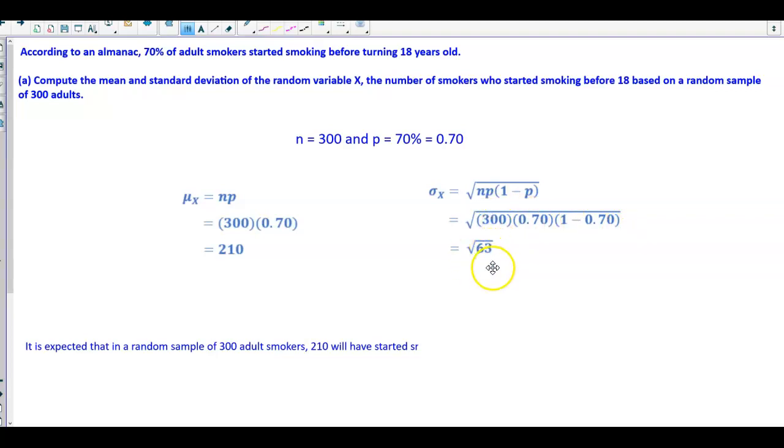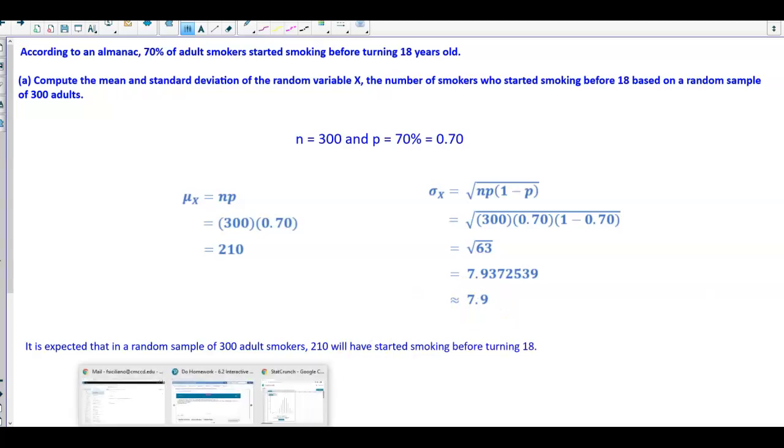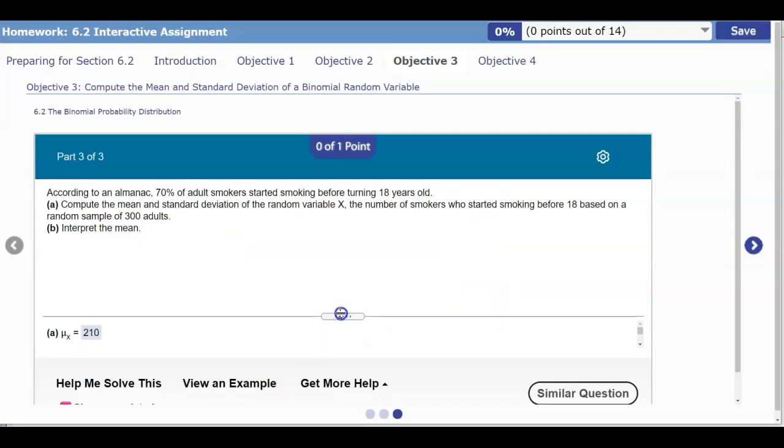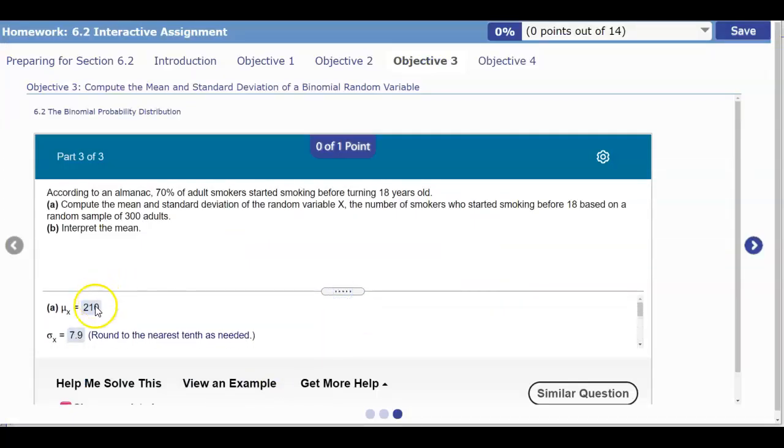Now, what is the square root of 63? Well, we get 7.9372539. And in this question, they want us to round it to one decimal place. So we get approximately 7.9. So let's take a look at our answer here. So there is our mean, which is 210, and there is our standard deviation, which is 7.9.